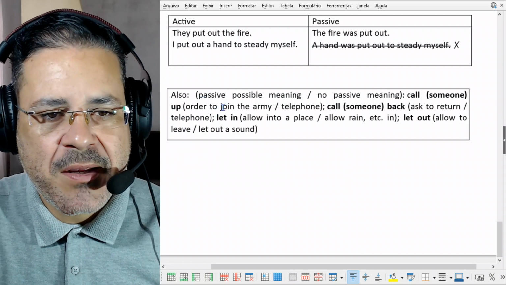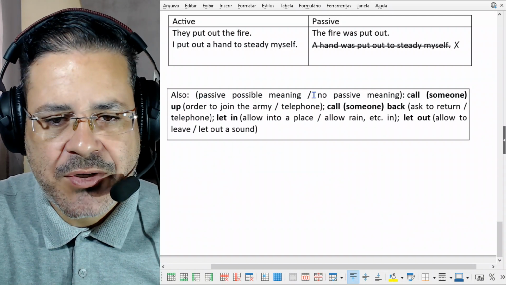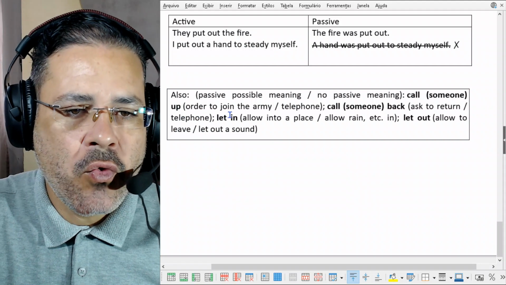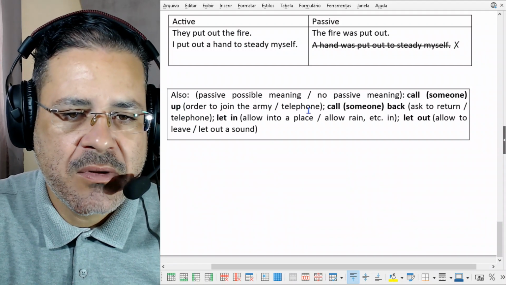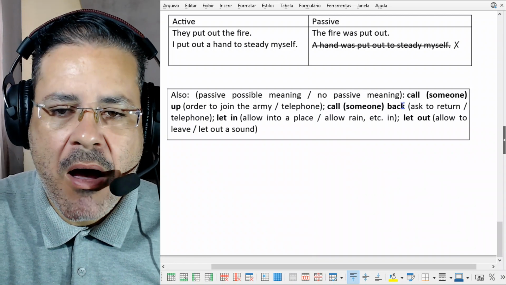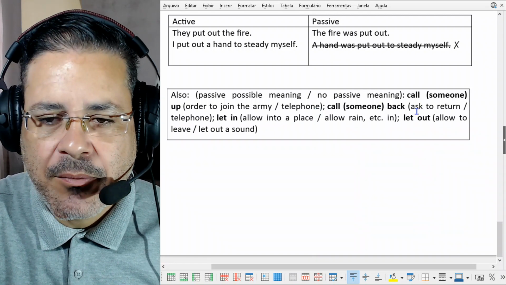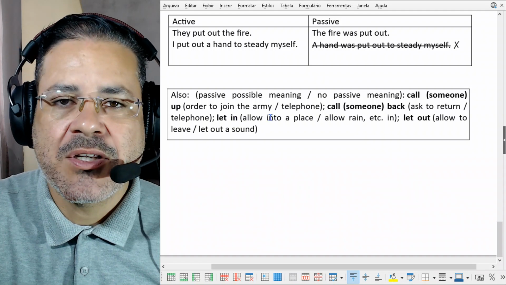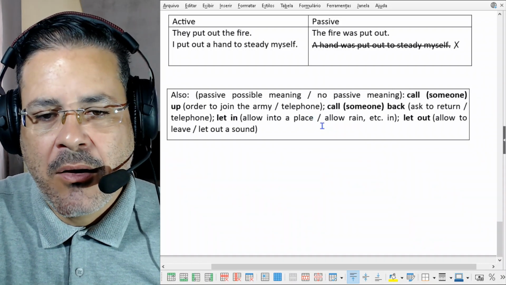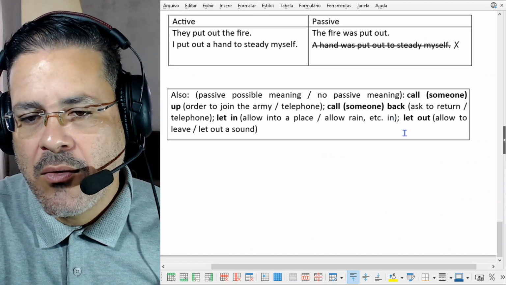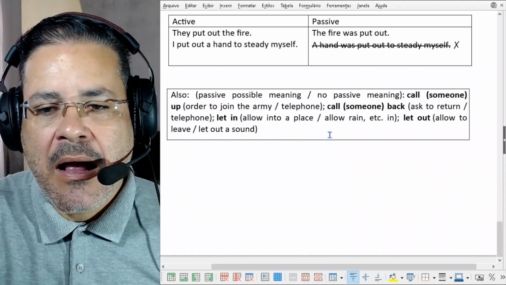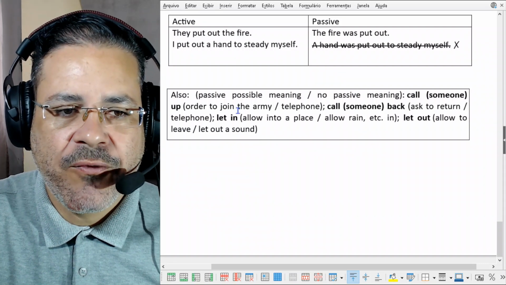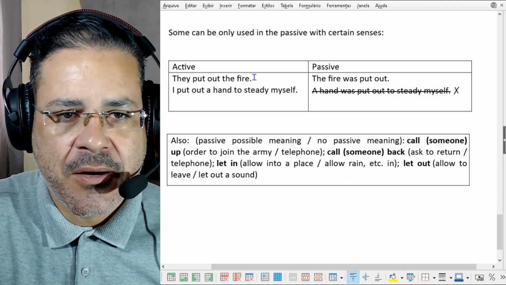Also, passive possible meaning or no passive meaning. Call someone up. That means to order to join the army or telephone. Call someone back means ask to return or telephone. Let in, allow into a place, or allow rain, etc. in. Or let out, allow to leave, or let out a sound. So for those verbs, we pay special attention.